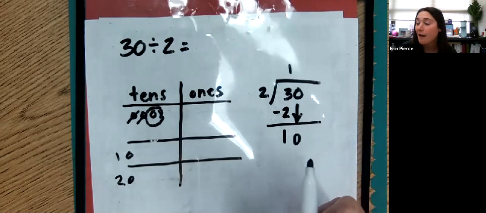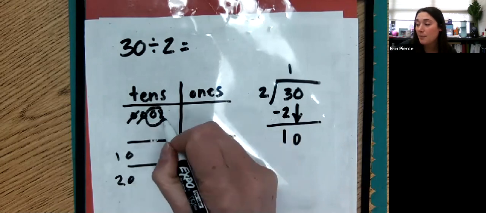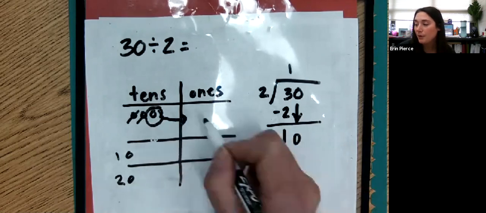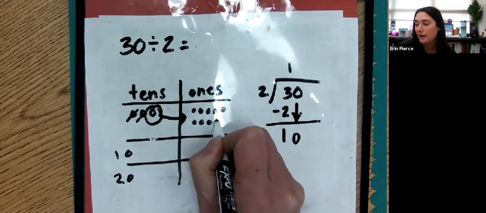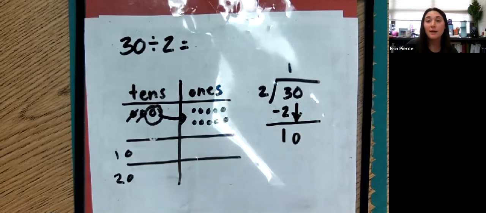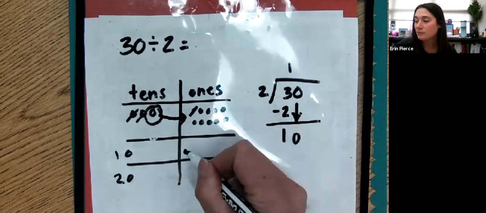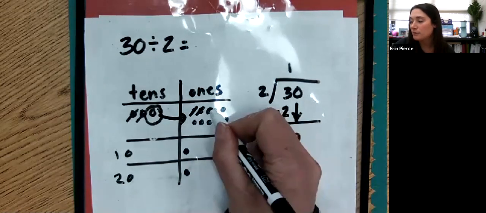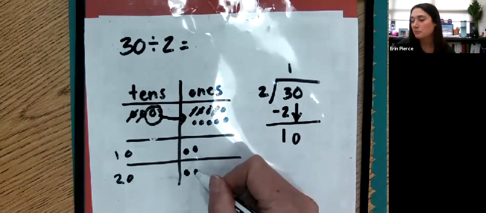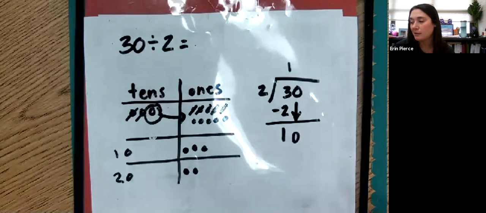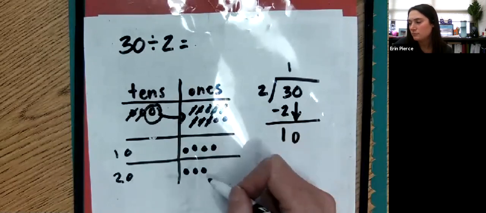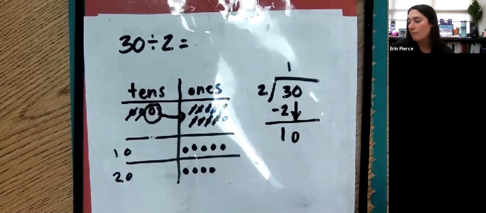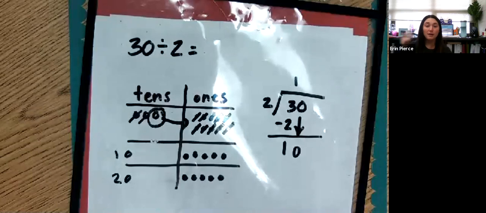So I apologize. That is getting unbundled and put in the ones. 1, 2, 3, 4, 5, 6, 7, 8, 9, 10. Okay. And then I have to do that dividing all over again. So I put 1 here, 1 here, 1 here, 1 here. And I just keep going. And I've done all of my dividing.